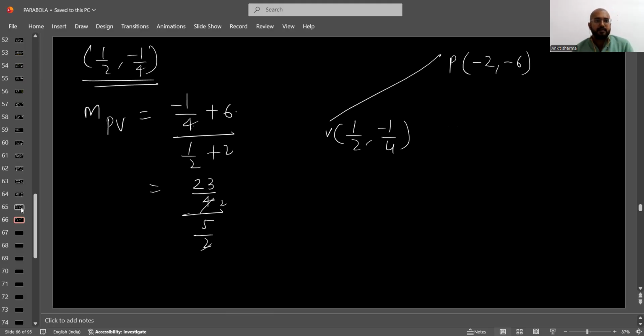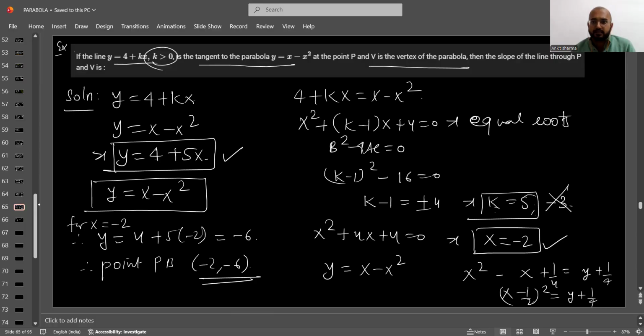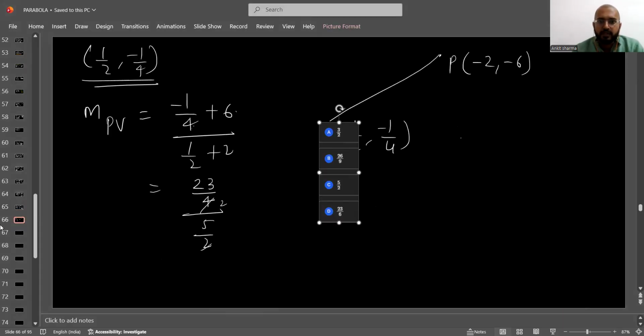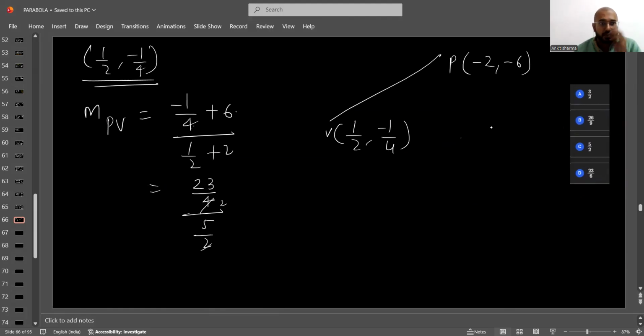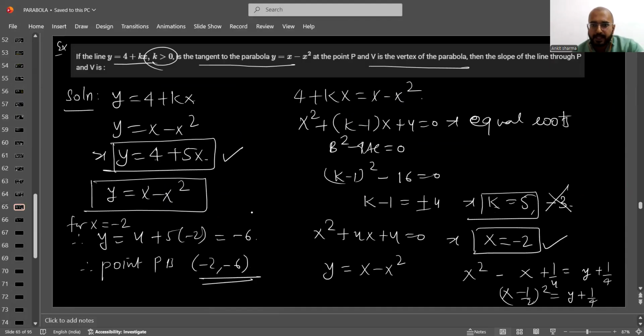But this is not a correct answer to this problem. We look at the options, and the options given don't match with our answer. So we'll see what's the error here. This up to this part is correct. Y is x minus x square. So if I've taken x square, y will be negative. So I'll be having minus of y plus 4.